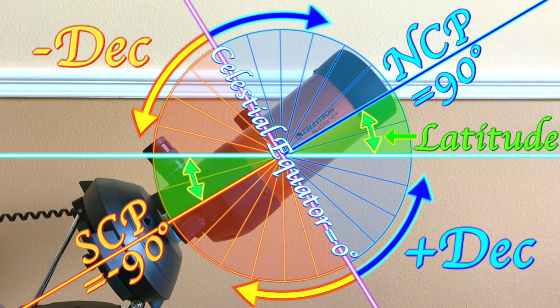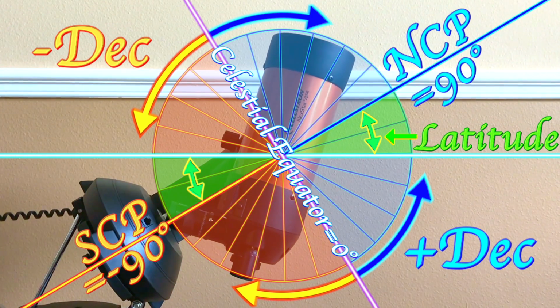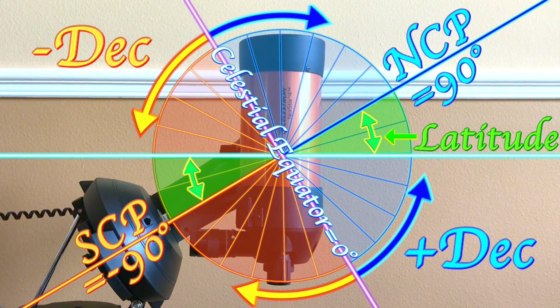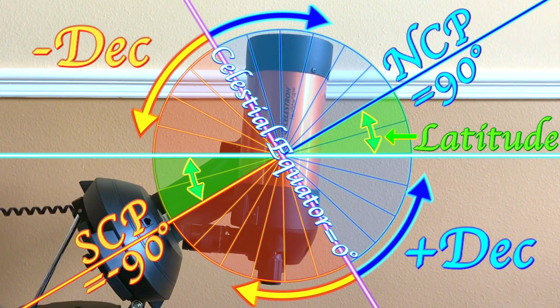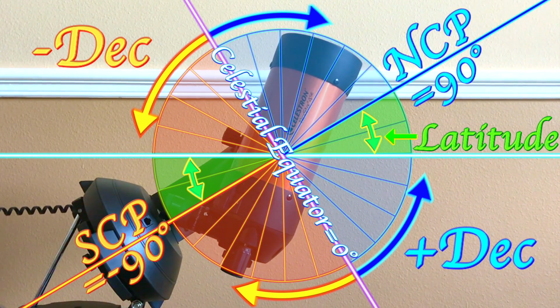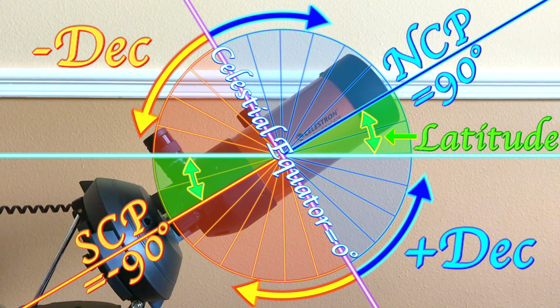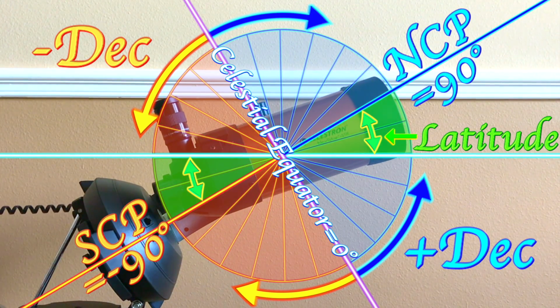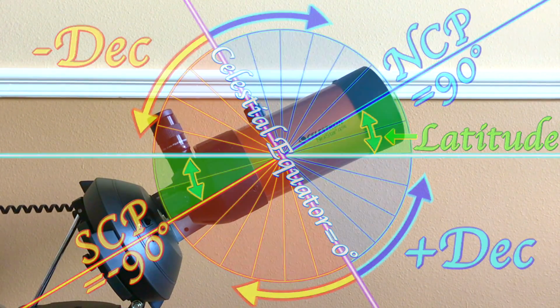The first coordinate in the equatorial system is declination, which is used to measure the vertical angle relative to the celestial equator, which represents a declination of 0 degrees. Declinations north and south of the celestial equator represent positive and negative angles respectively, with the maximum declination of 90 degrees representing the north celestial pole and the minimum declination of negative 90 degrees representing the south celestial pole.